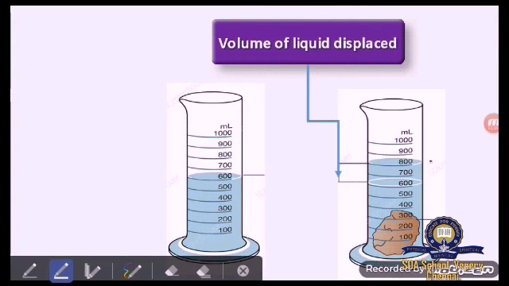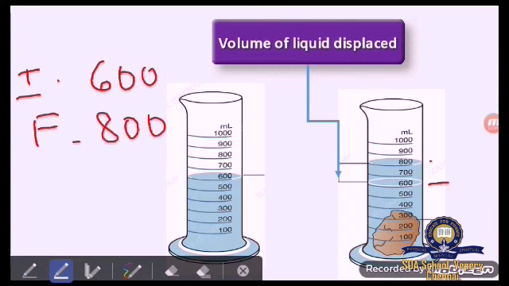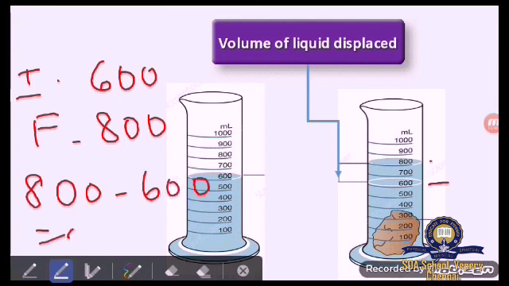We have to find the initial reading and the final reading to get the volume of the stone, right? So the initial reading is what? The 600 is the initial reading. Initial reading is 600. Final reading is 800. So how can you find the volume of the stone? We have to subtract it. So 800 minus 600, we will get 200 milliliter. So this is the volume of the stone. This is how the volume of the stone should be calculated, right?